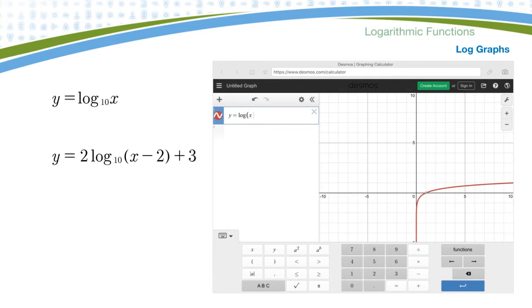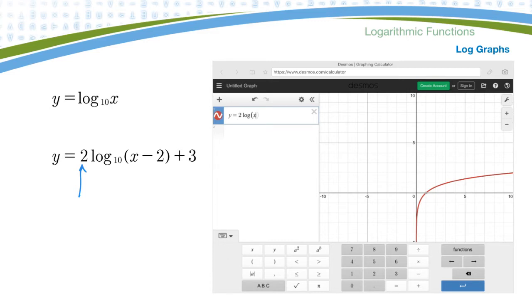The transformation of log graphs is the same as transformation of all the other ones. This thing here will make things taller, or it'll stretch things vertically. Let me put a 2 in right there and watch what happens to the graph. All of the y values get multiplied by 2.